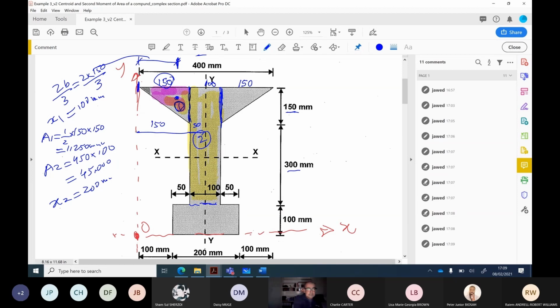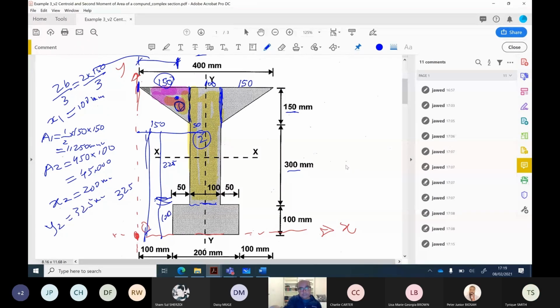Y2 is going to be a distance from this point to bottom. So distance from center of 450. So it would be half of 450 plus 100. Half of 450 will be 225. 225 plus 100. Overall, it will be 325. So Y2 will be 325 millimeter.